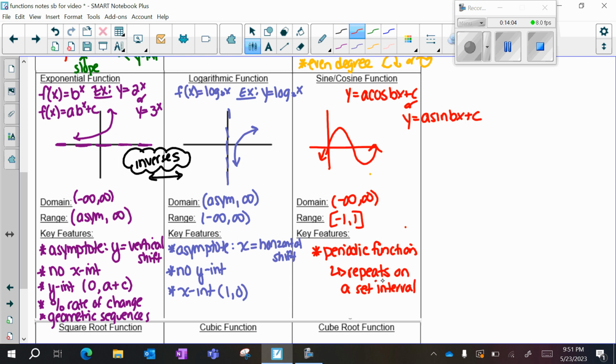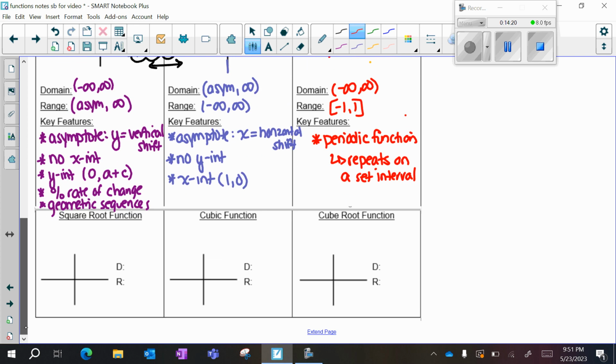So these 6 functions you need to know very well. That's why I have a lot of key features. We've talked about intercepts. The next few you should just recognize, but we don't go into as much detail as the others. And those are your square root function, which looks something like this. My domain is 0 to infinity. My range is also 0 to infinity. And my parent function is radical x.